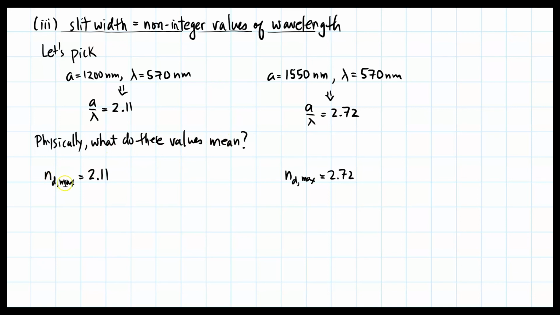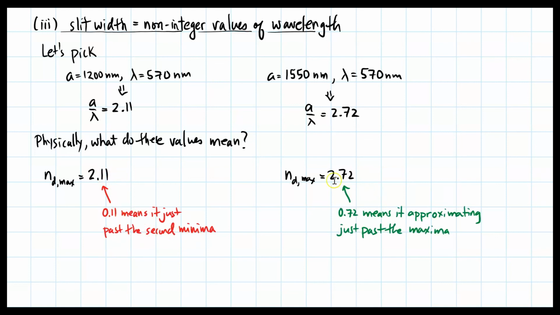Since the maximum ND value is equal to the diffraction parameter, for the first case I get 2.11, the second case I get 2.72. I look at that 0.11 value, what does that mean? Well, 0.11 means it's just past the second minima. As in this case, the 0.72 means it's approximately just past the maxima. If I plot the first one, that 2 tells me I have 2 minimas, but there's a little tiny bit of maxima right there. That's that 0.11.